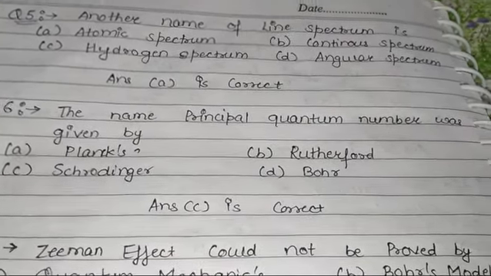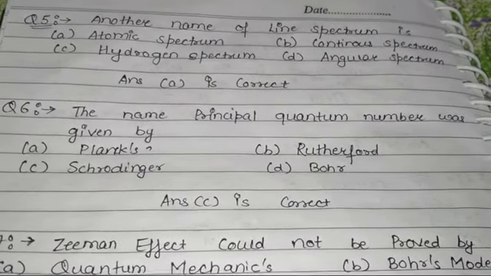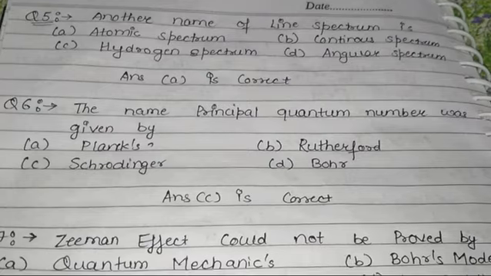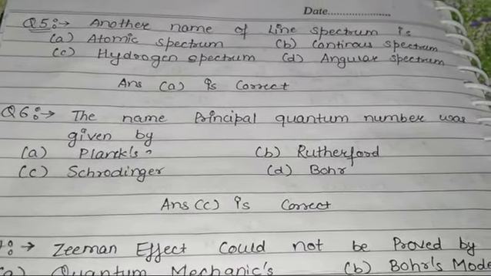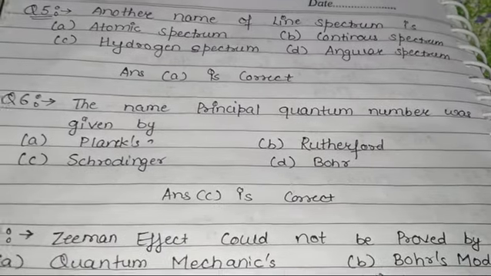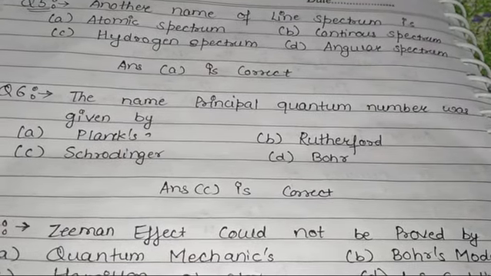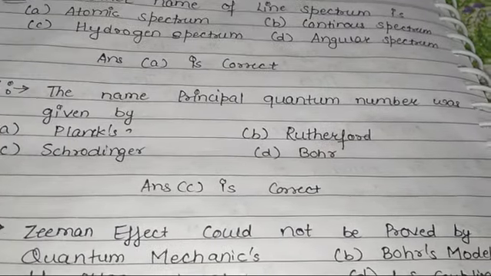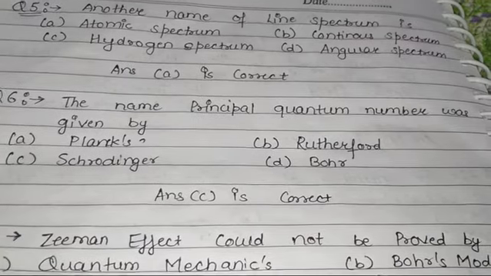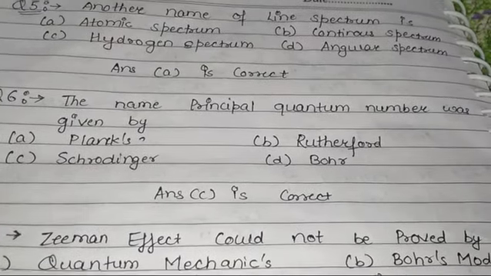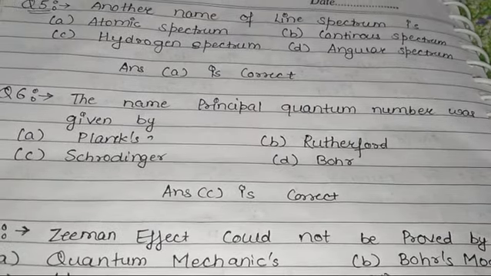The principal quantum number, this name was given by which scientist? A. Planck, B. Rutherford, C. Schrodinger, D. Bohr. So it is given by Schrodinger, that is, C is the correct answer. While solving the Schrodinger equation, in the end we get the principal quantum number, so this is given by Schrodinger. Answer C is the correct answer.